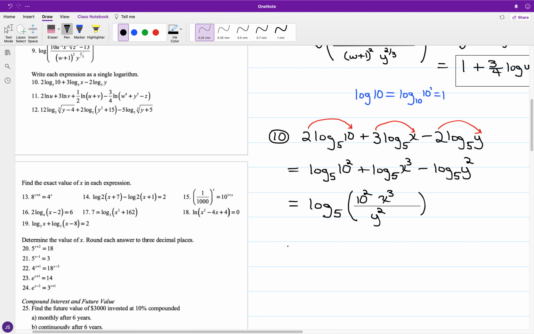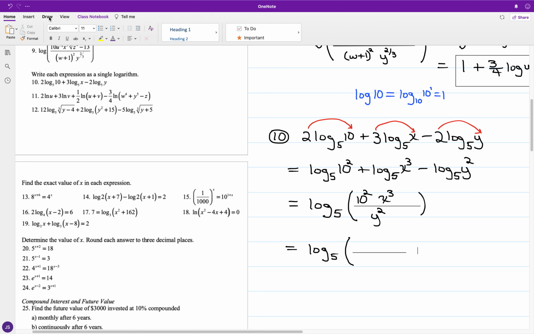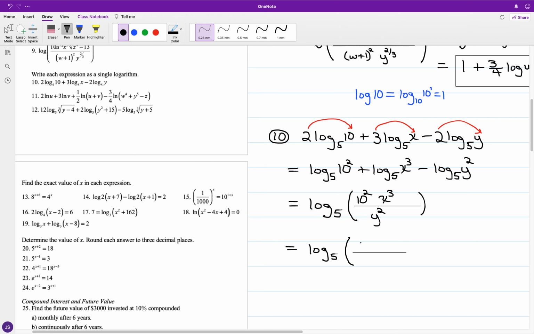And I would regard that as a complete answer, but just adjusting what we have with the constant 10 to the second, we have 10 squared, so this will be 100 x cubed all over y to the second.